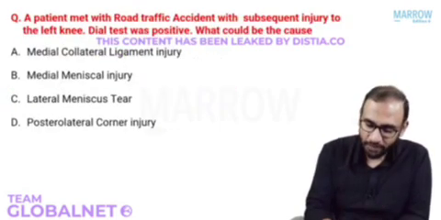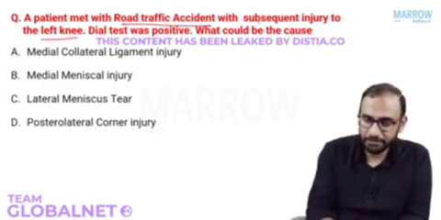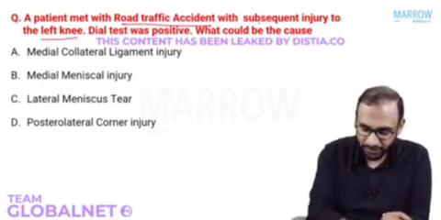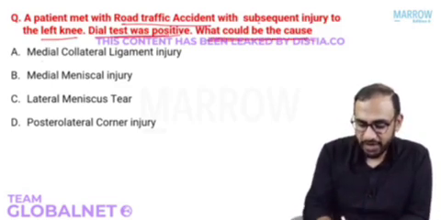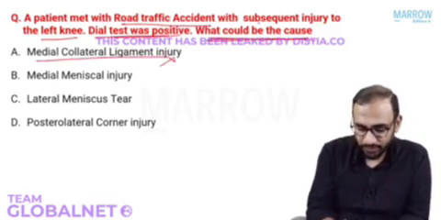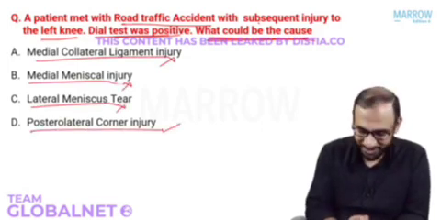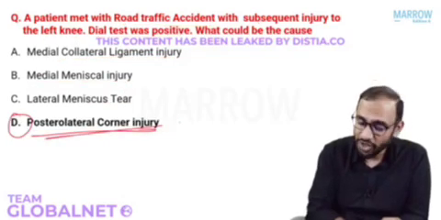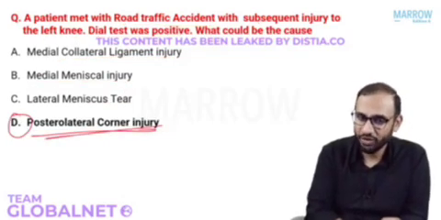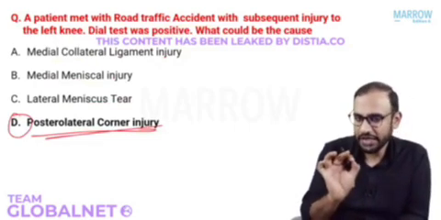Very good. A patient met with a road traffic accident with subsequent injury to the left knee. Dial test was positive. What could be the cause? MCL? No. Medial meniscus? No. Lateral meniscus? No. Posterolateral corner injury? Yes. Dial test is for posterolateral corner injury, so it assesses posterolateral rotatory instability.